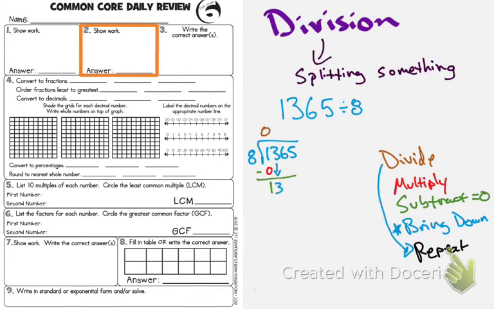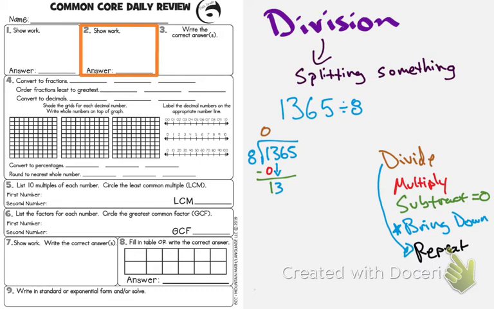So if I walk through those steps, I would go 8 can never fit into 1. That's a 0. Then I multiply. 8 times 0 equals 0. And then I subtract. 1 minus 0 equals 1. And then I bring down, and I end up with 13. And now I start to repeat that process.